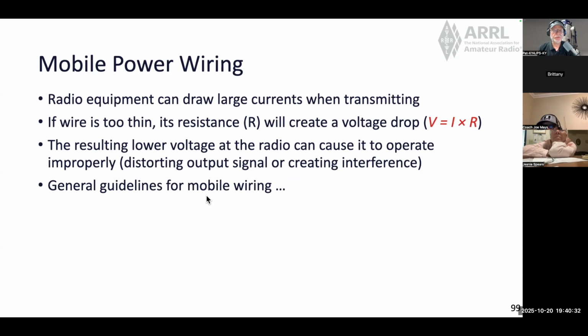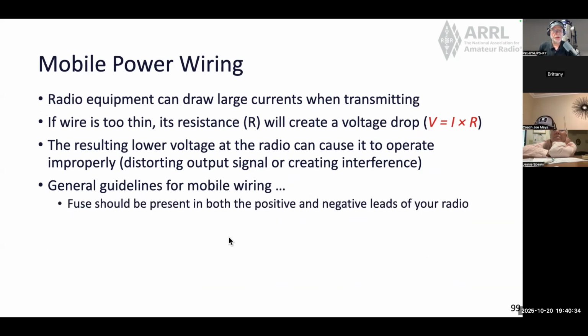General guidelines for mobile wiring. You should have a fuse on both the positive and negative leads of your radio. When you get, say, a 2-meter radio, you want to have it fused on both the positive and negative leads. That's just good practice.